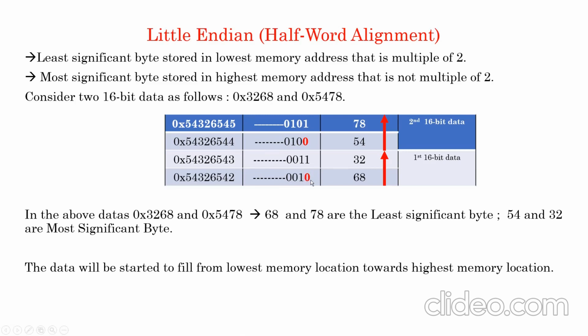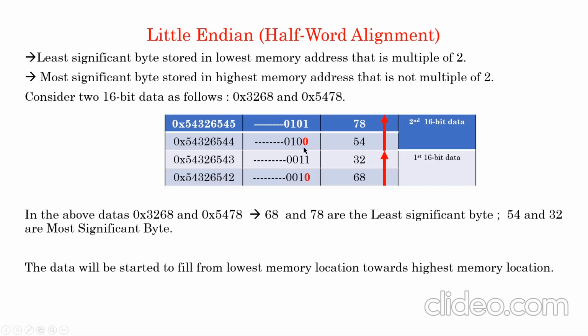So any binary value which has the least significant bit 0 is a multiple of 2. Next, if you go for this data, 54 and 78: 78 is stored in the location 44, 54 is stored in the location 45. The equivalent binary value of 4 is 0100. Here also, the least significant digit is 0, so 4 is a multiple of 2.